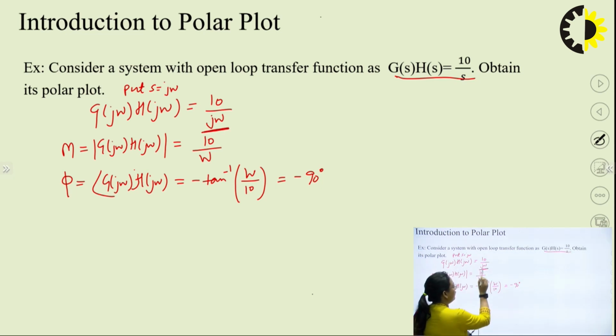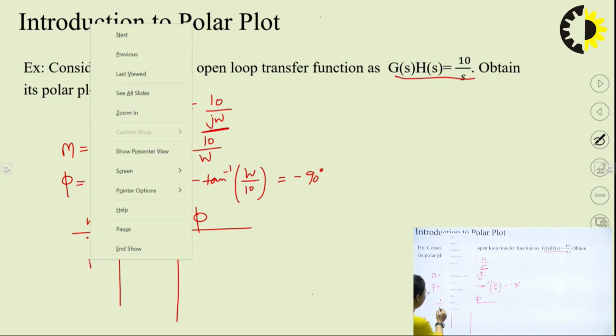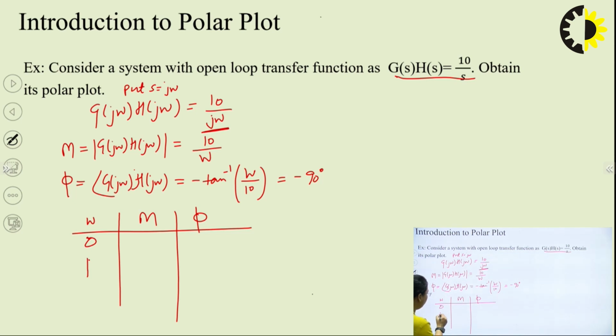Because this is j omega, that is, the pole is at origin. So when I want to plot the polar plot, I have to take various values of omega and obtain the magnitude as well as the angle. So let me take the values at omega equals 0, then at omega equals 0.1, then 1, and omega equals infinity.